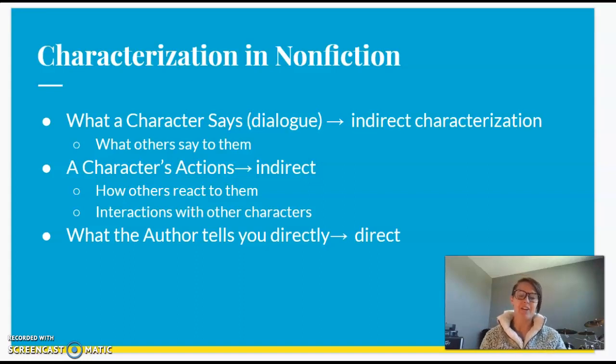And lastly, in characterization for nonfiction, the author can directly tell you what that character is like. And so we're going to go ahead and take a look at an example now and kind of break down how these different things can show up. And then I'll talk about how you guys need to apply that to your reading today.